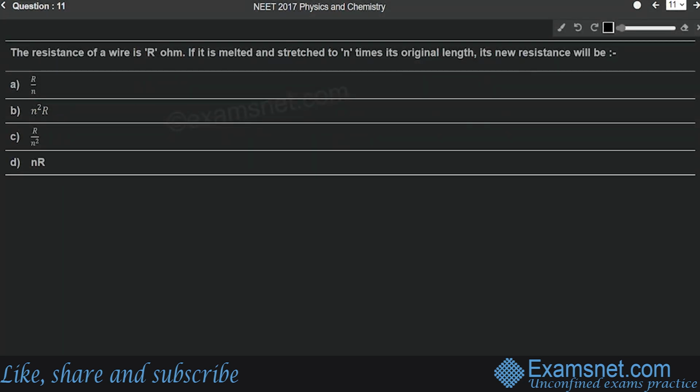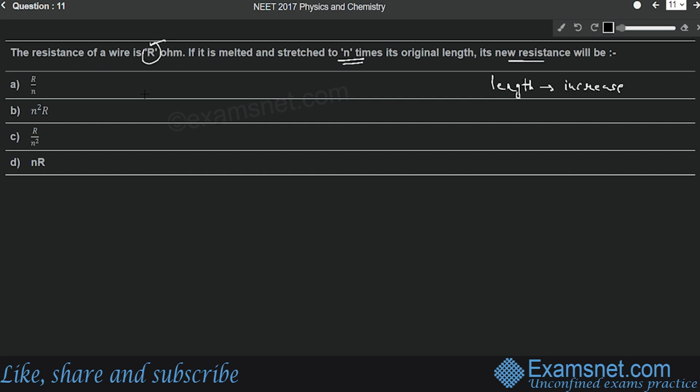Question number 11 is from the chapter Current Electricity, and the question is: the resistance of a wire is R ohm. If it is melted and stretched to n times its original length, its new resistance will be. So we have to find the relation between the resistance and the length, right? Now what will happen if this is melted and stretched to n times? The length will increase.